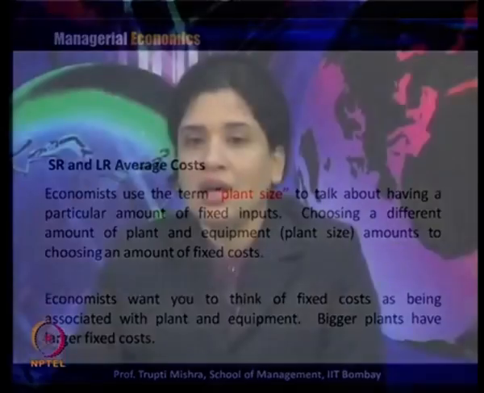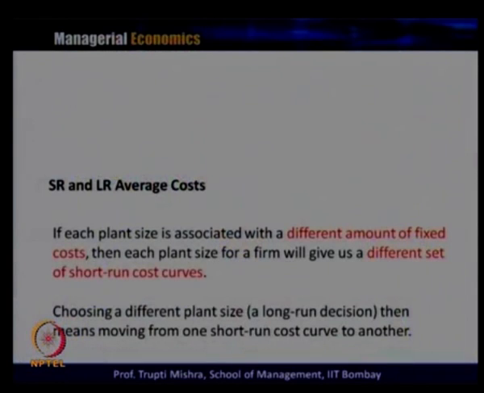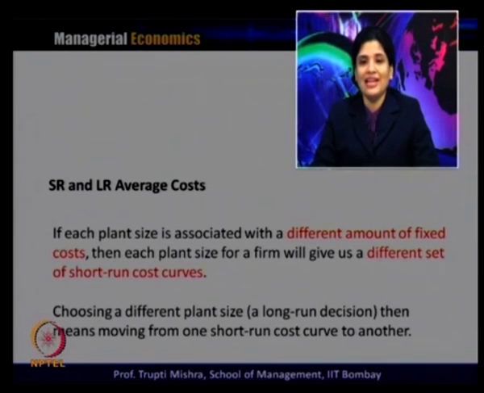So, when you are thinking about the cost of production, the fixed cost and the variable cost of production, always the plant size is at the back of the mind, that what is the plant size, because that has a direct impact on the fixed cost of production, at least in the initial stages of production. So, each plant is associated with a different amount of fixed cost. If it is a large plant, large fixed cost. If it is a small plant, there is less fixed cost. So, each plant size for a farm will give a different short term cost curve.